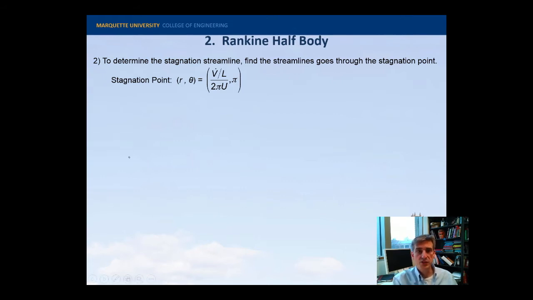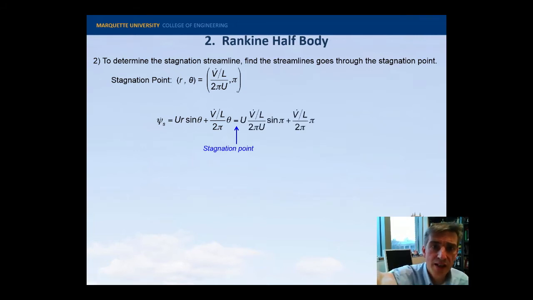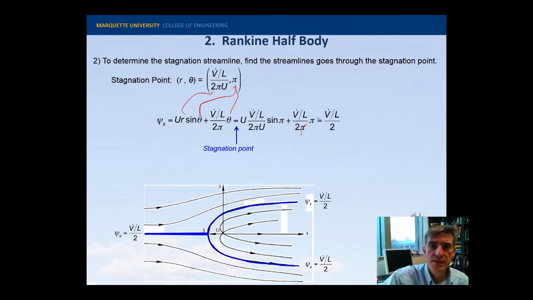So we just take the stream function, here it is, and we insert the stagnation point, right? So we just plug in here theta is equal to pi, and r is equal to this amplitude, and it's simple enough to do that. Sine pi is 0, and so we're left just with this term, v dot divided by L, the source strength by 2. So it's not 0. The stagnation streamline is not 0 in this case, but it is related to the strength of the source. And so recall that everywhere along this line, the stagnation line, the value of the stream function is this v dot by L.